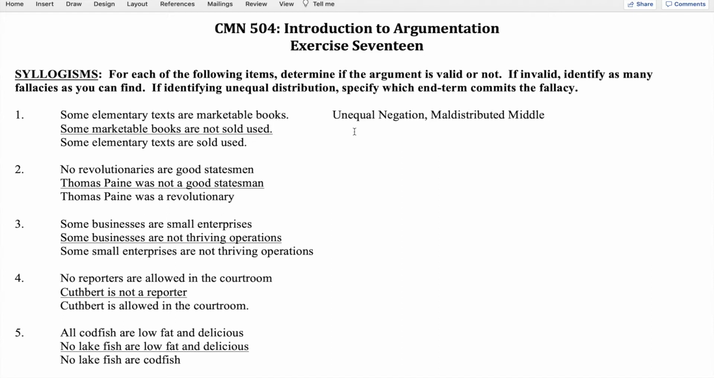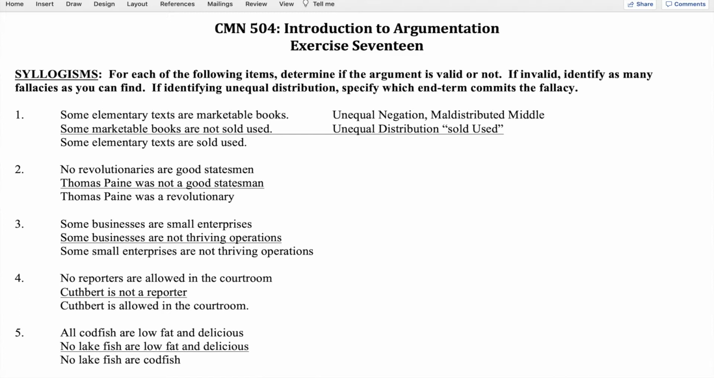And then we can look at the end terms. We have elementary texts, which is not distributed in the conclusion and not distributed in the first premise. And that's fine because they are equally distributed. But then we look at sold used, which is not distributed in the conclusion, but it is distributed in the second premise because it's a predicate of a negative. And so we also have unequal distribution of the end term sold used. So we have 3 fallacies in number 1.